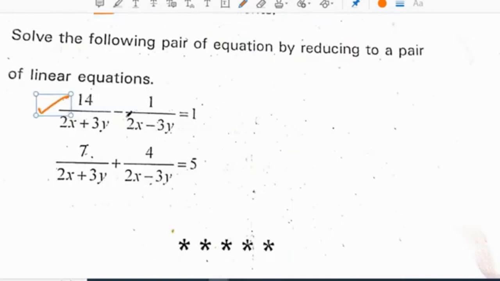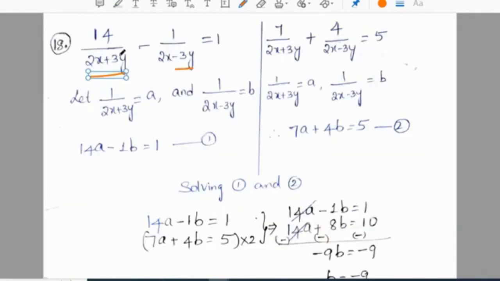Solve the following pair of equations by reducing to a pair of linear equations. 14 by 2x plus 3y minus 1 by 2x minus 3y is equal to 1. 7 by 2x plus 3y plus 4 by 2x minus 3y is equal to 5. This is a question from pair of linear equations in two variables. Having the x and y in the denominator, it is really difficult to do the problem. So we have to assume 1 by 2x plus 3y as a, and 1 by 2x minus 3y as b. Every time we have to do this process for this type of question.